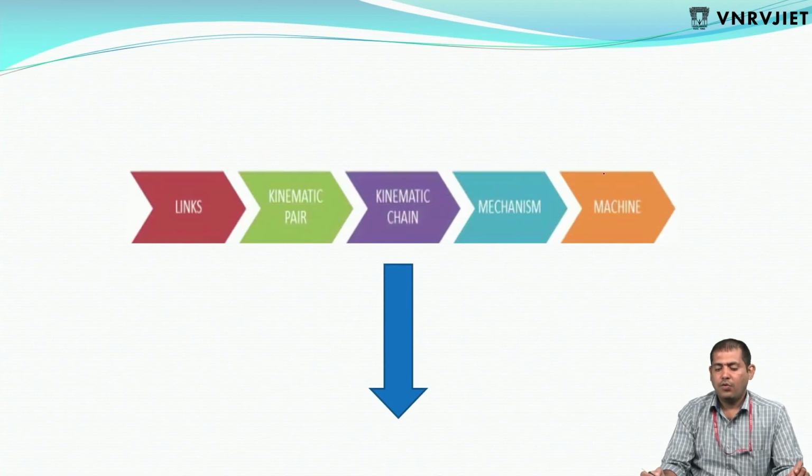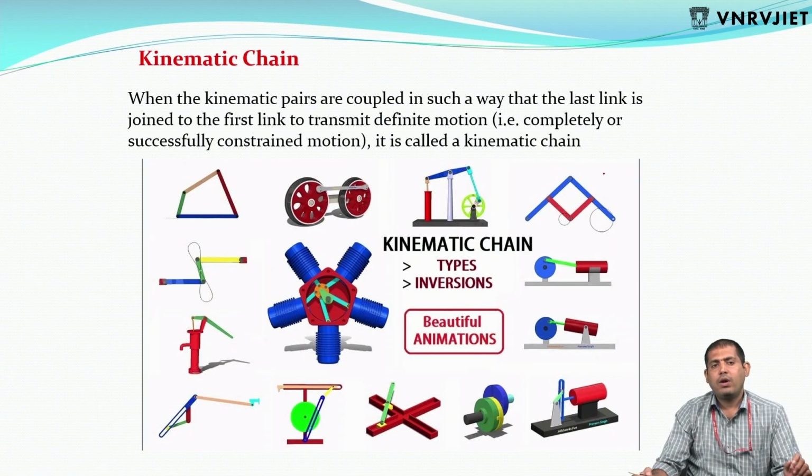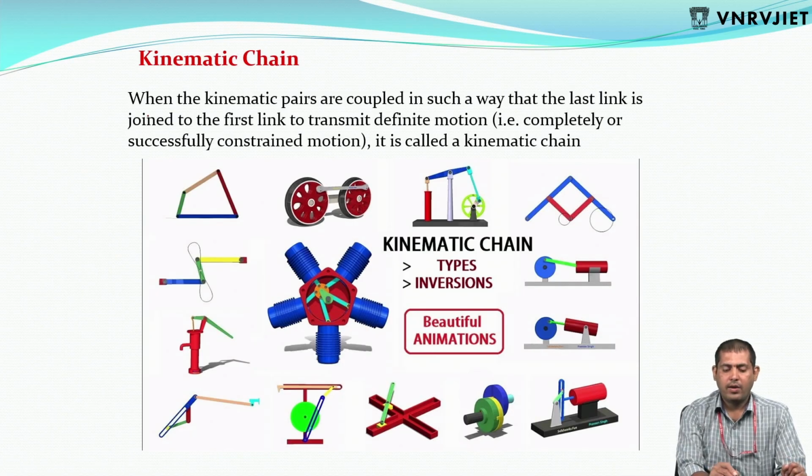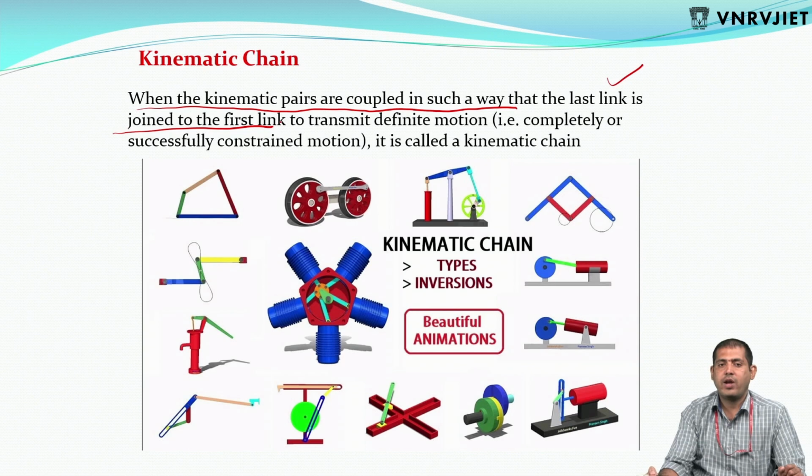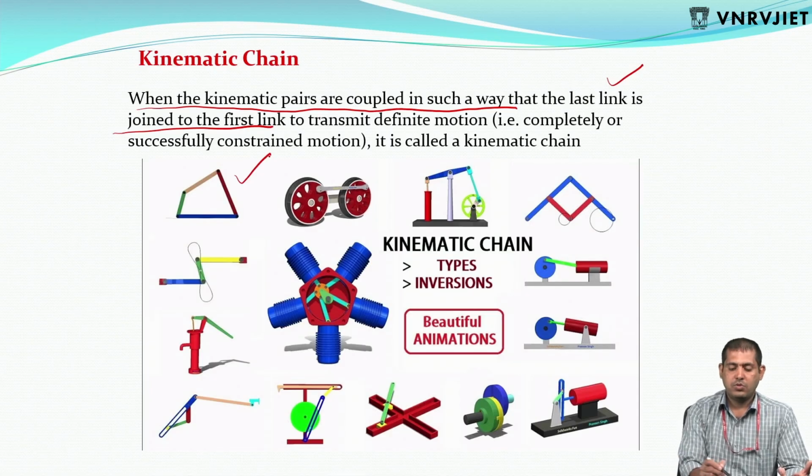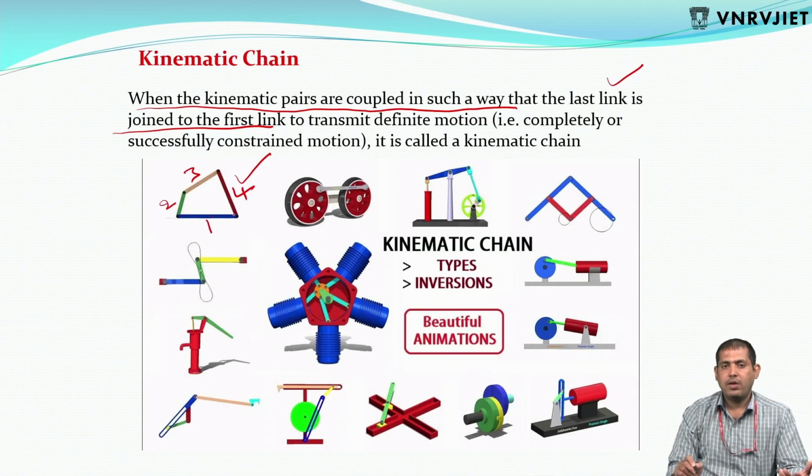Next, we are moving to the kinematic chain. What is a kinematic chain? When the kinematic pairs are coupled in such a way that the last link is joined to the first link to transmit the defined motion, and it is in completely or successfully constrained motion, it is called a kinematic chain. A simple four-bar mechanism: link 1, link 2, link 3, link 4. The last link is connected to the first link to transmit the defined motion. This is called a kinematic chain.